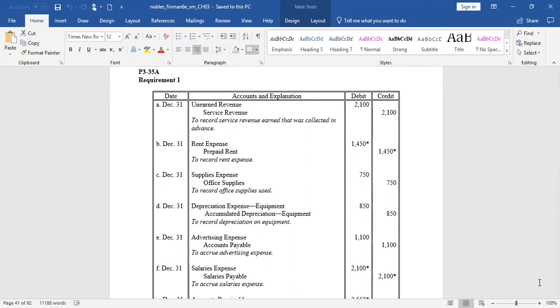Okay, so we should debit salaries expense and credit salaries payable. Now, where did the $2,100 come from? $3,500 is the total for 5 days. So if you take $3,500 divided by 5, per day it's $700. How many days happened in 2018 that are not recorded yet as salaries expense? 3, Monday, Tuesday, and Wednesday. So 3 times 700, there's your $2,100.